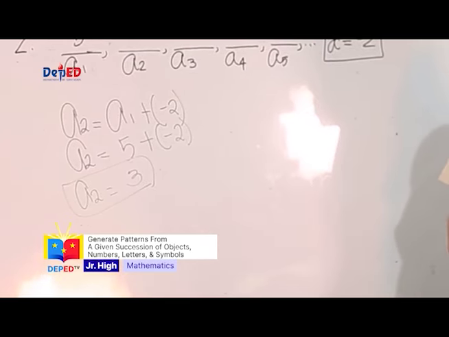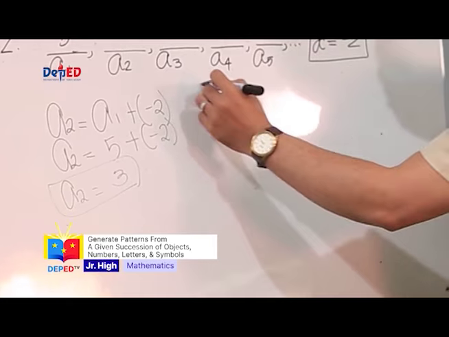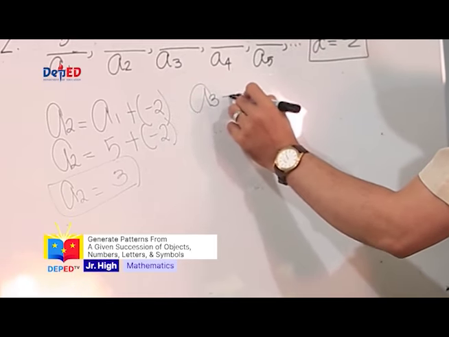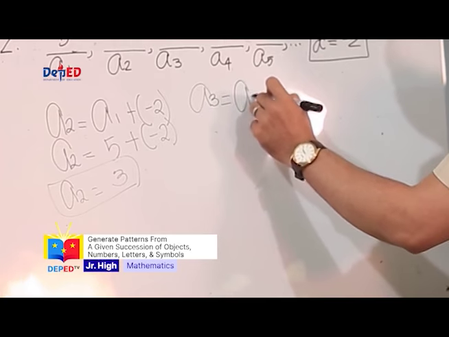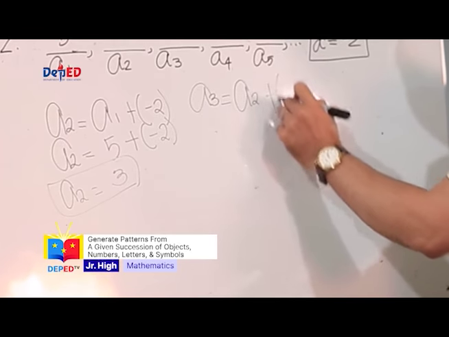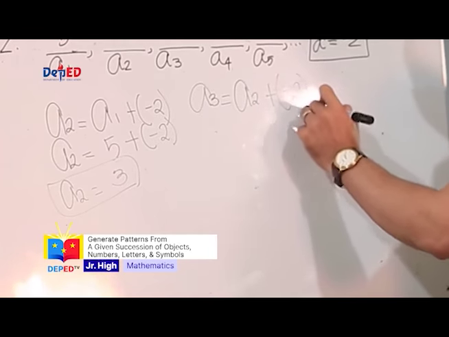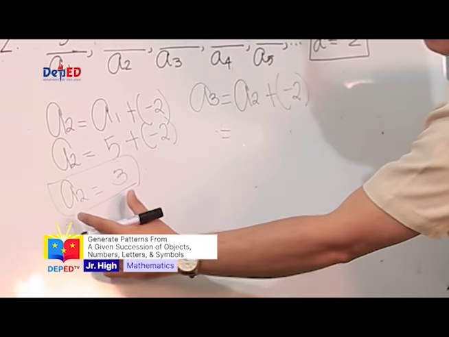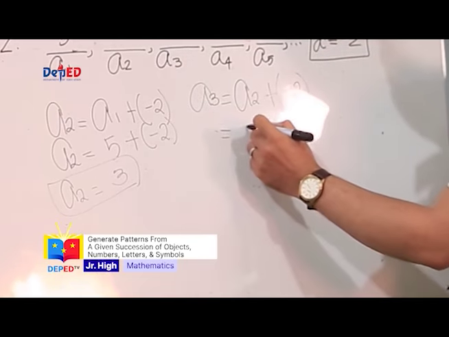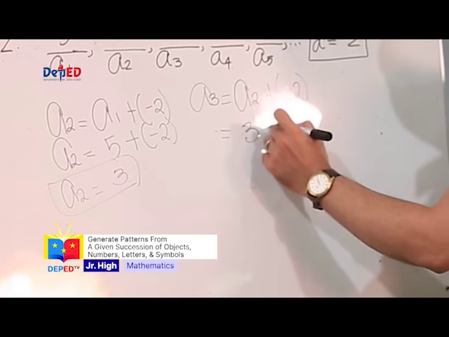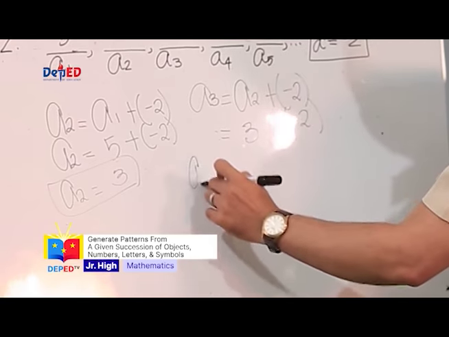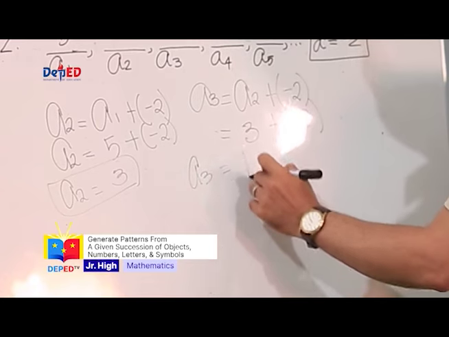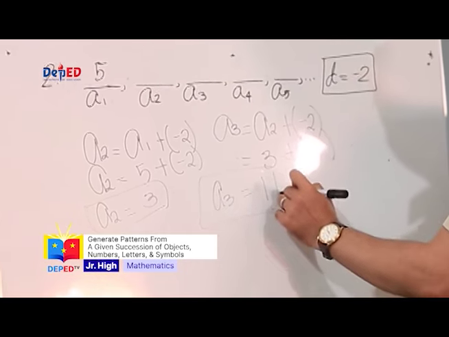For the third term, that's a sub 3 is equal to a sub 2 plus the common difference of -2. Our a sub 2, which is 3, plus -2, our third term will be equal to +1.